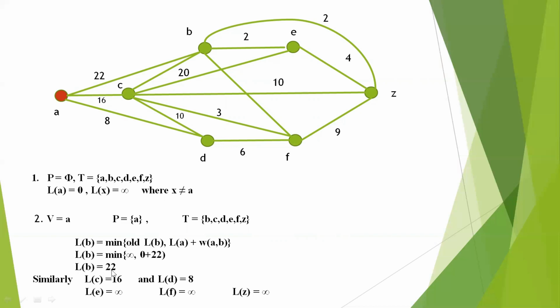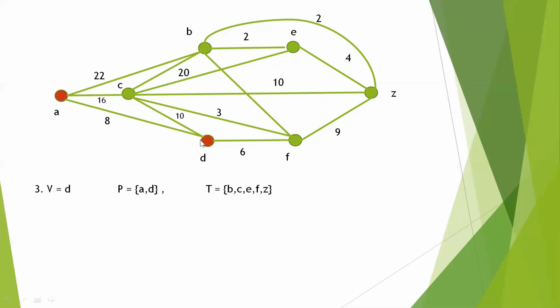In this way, we find the load of the remaining vertices. Load of C equals 16, then load of D equals 8, and vertices E, F, and Z are not directly connected with vertex A, so they are equal to infinity. So out of these loads, 22, 16, and 8, the 8 is the minimum load, so the next vertex which we select is D.